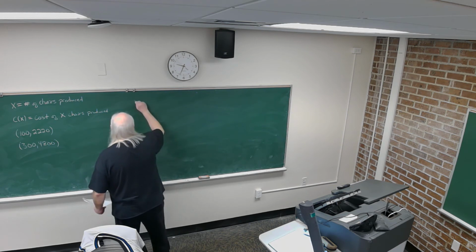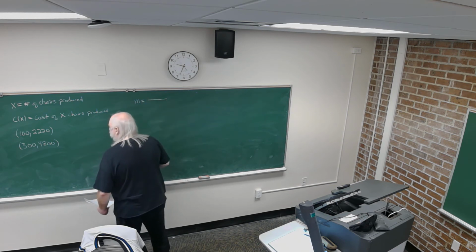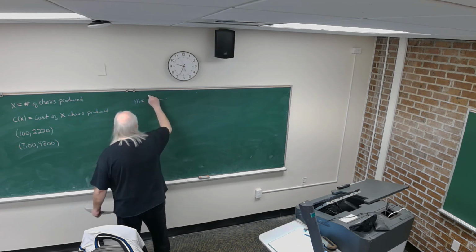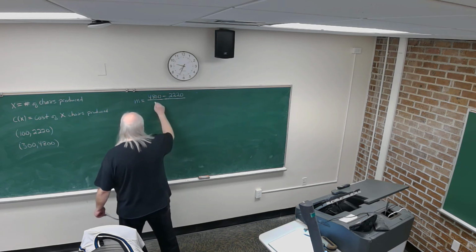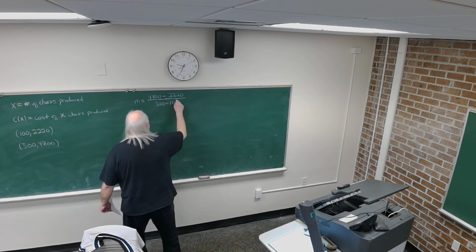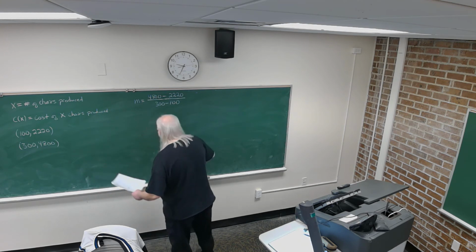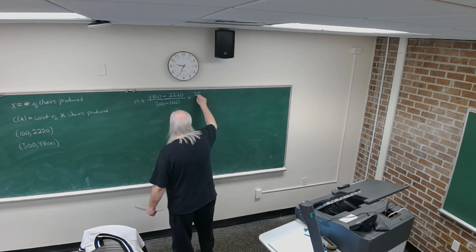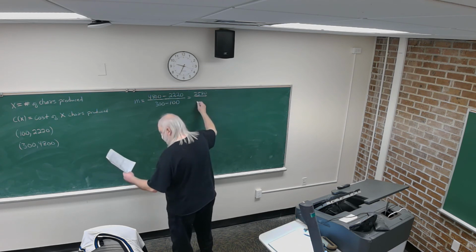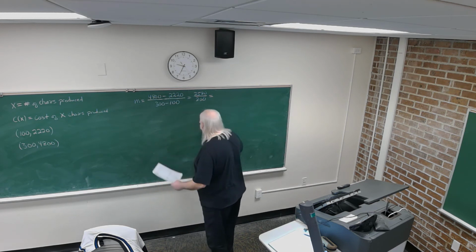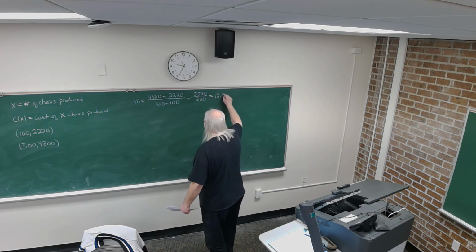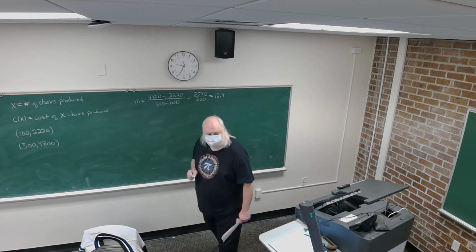So the slope of the line through those two points: change in y over change in x, rise over run, 4,800 minus 2,220, over change in x, 300 minus 100. So the numerator simplifies to 2,580, the denominator to 200, and since this is a word problem, we'll use the decimal, right? 12.9.